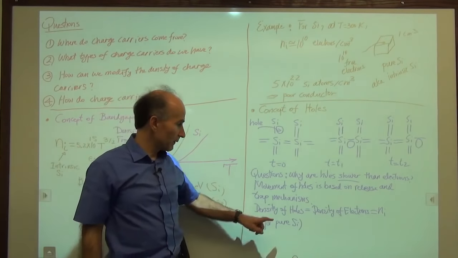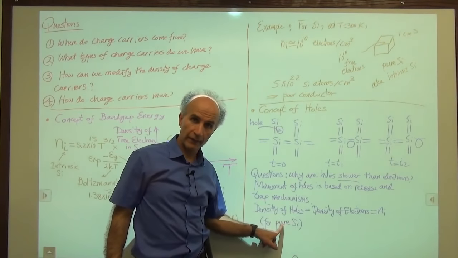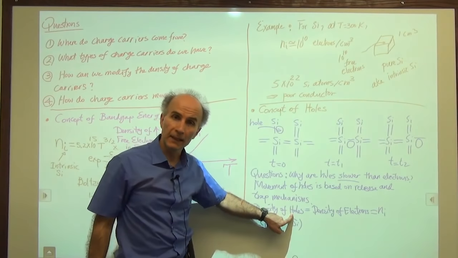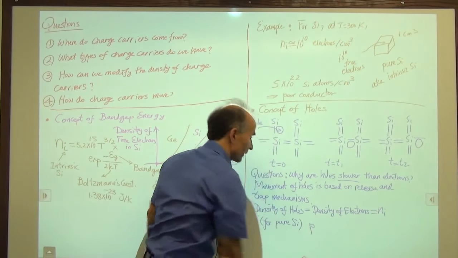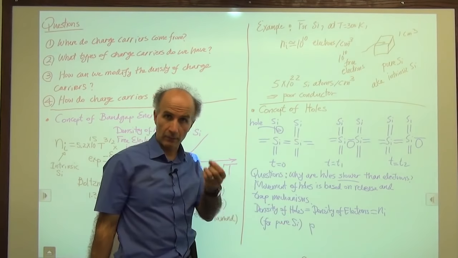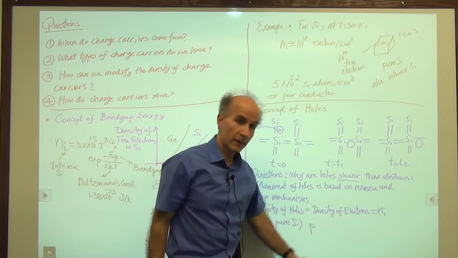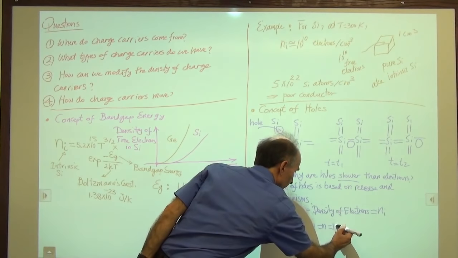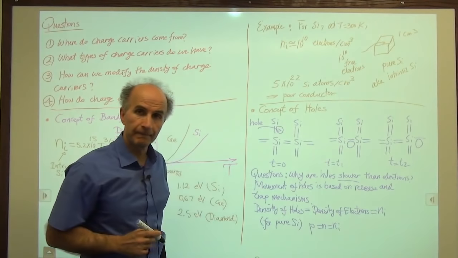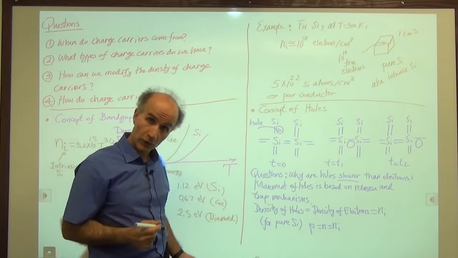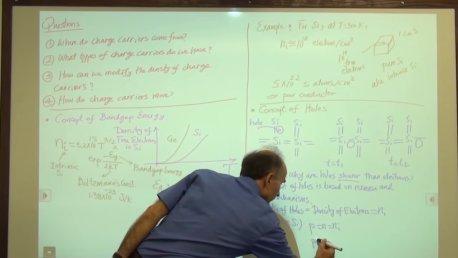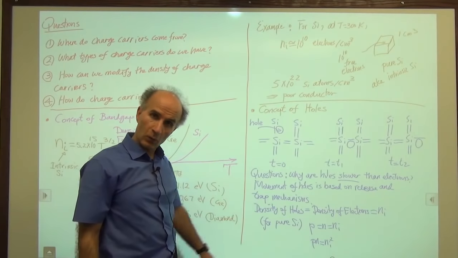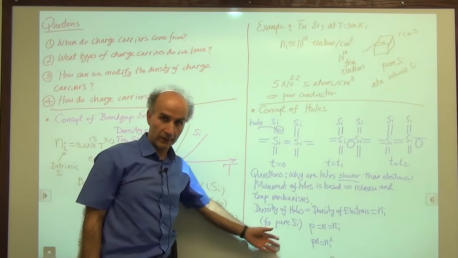Now, from now on, we will give some symbols to these so that we don't have to write them every time. So, the density of holes will be called lowercase p, because it's p-type, it's positive charge. The density of electrons will be called n, because it's n-type, and these are equal to ni for pure silicon. So that's good to remember. We also write p times n is equal to ni squared. Why? Well, later we will see why we do that, but that's what we need to remember.